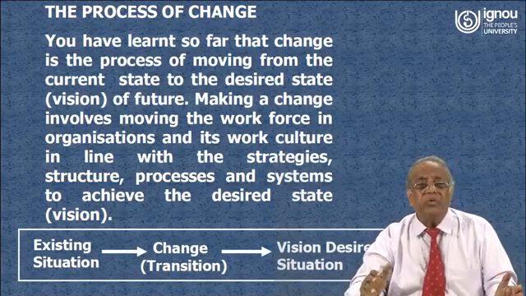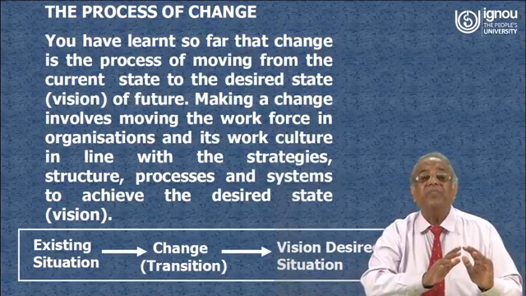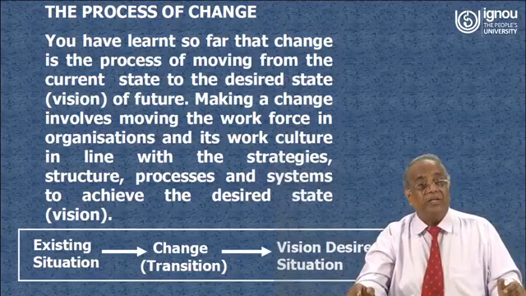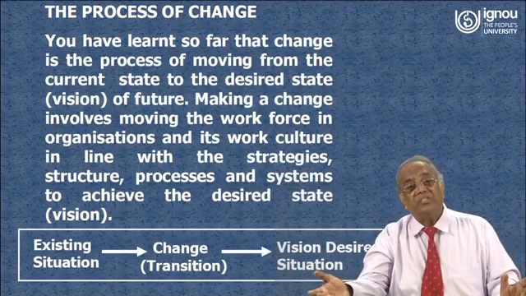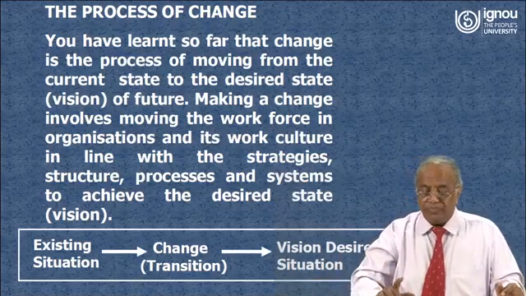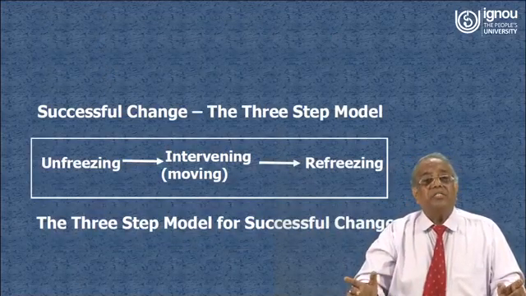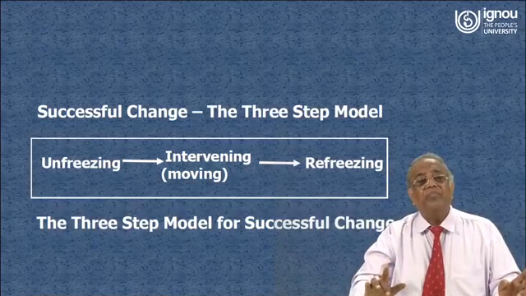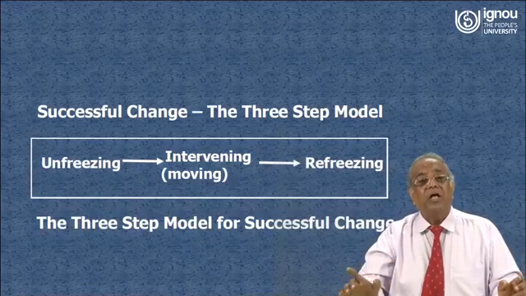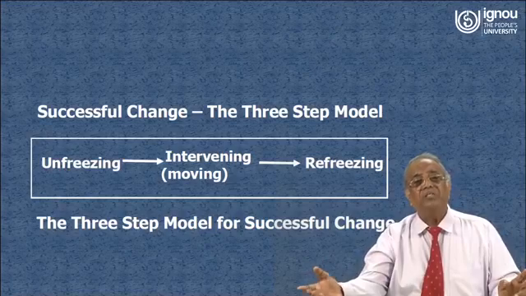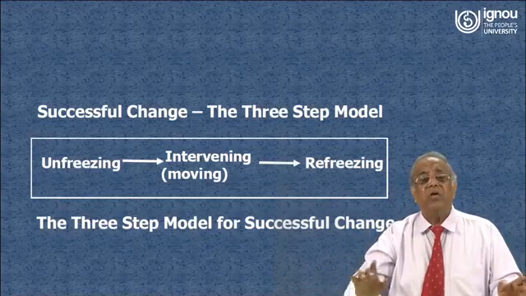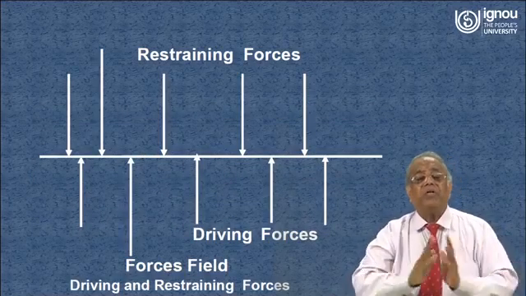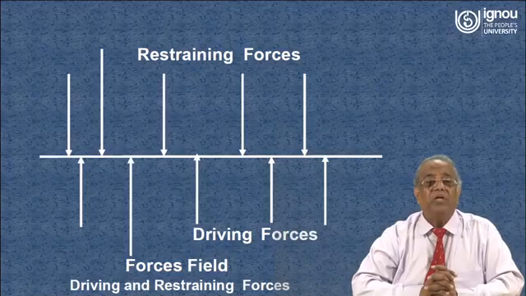See, if the existing situation is outdated and a change is required, then that comes for change, that is the transition. Then when the change is established, that is the vision, the desired situation. Successful change, the 3-step model: unfreezing, intervening, that is the changing process, that is moving, and refreezing. When the change is already taking place, then we will freeze, that is called refreezing. And this is very important, that is the Lewin model for changing process.